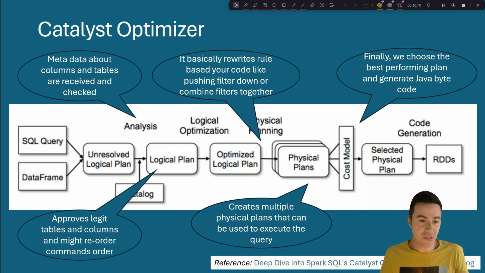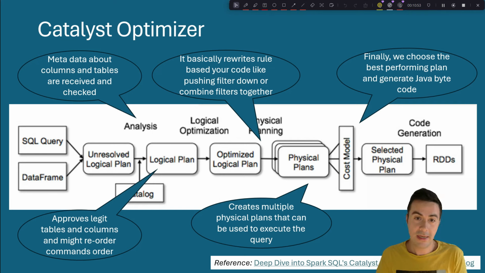First of all, we have a so-called unresolved logical plan, where we haven't seen the metadata, etc. So in the analysis phase, we are checking our catalog, for instance, and all the metadata which is available for the columns and tables. Do the columns, for instance, exist? And the metadata is also important for further optimizations. So that means we, at the end, have a legit logical plan, with approved tables and columns, and also some commands might be reordered to be a little bit more efficient. And then Spark is creating an optimized logical plan.